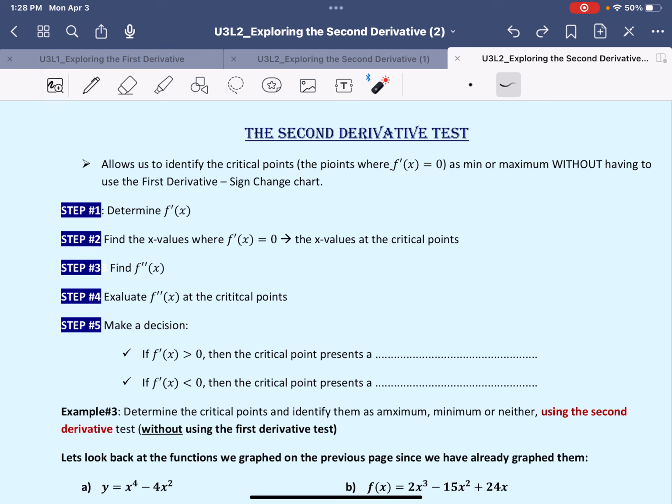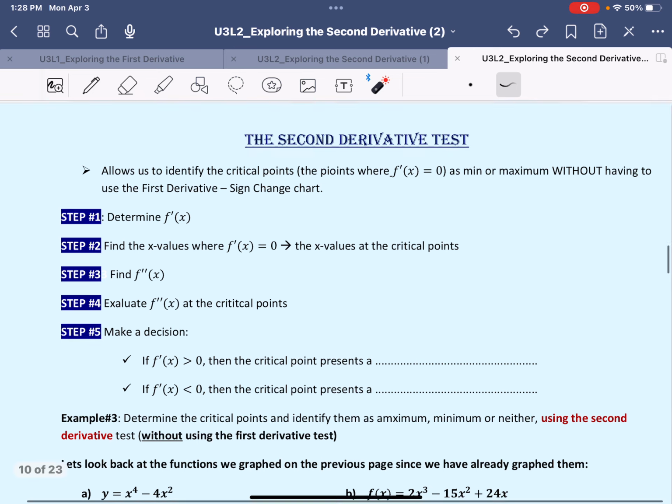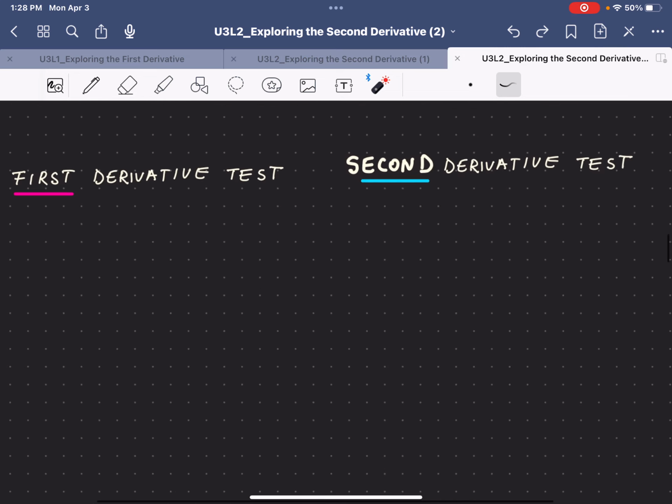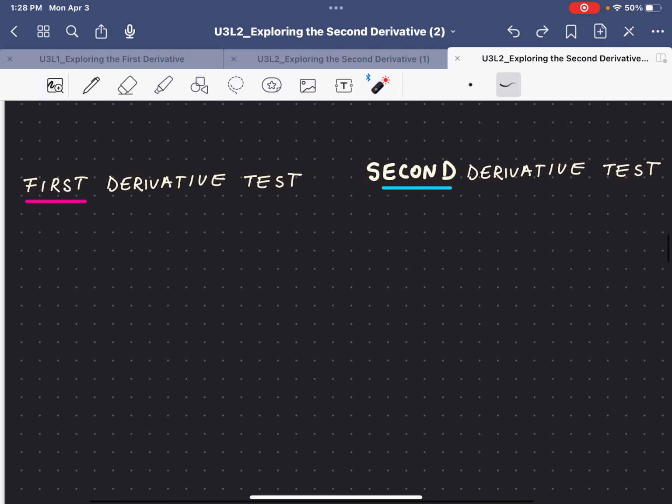So, in order to best understand this, I'm going to go way back at the beginning of the unit of derivatives, where we made the promise that we are going to learn how to use derivatives to draw graphs of functions. We started with the first derivative test.